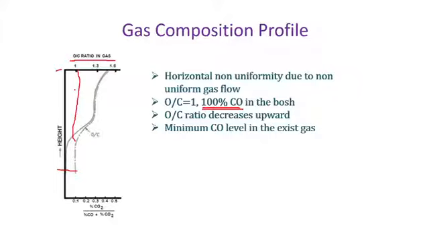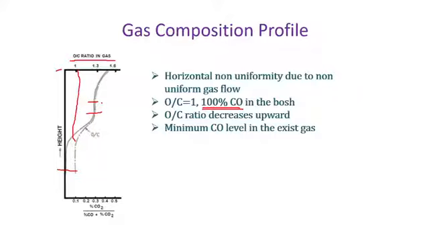There is a region in between that, where the line is somewhat vertical. That means the carbon monoxide level doesn't change. This region may be called the chemical reserve zone. In this region, the iron oxide, that means FeO, and carbon monoxide, the gas, are in equilibrium. So there is no chemical reaction taking place.